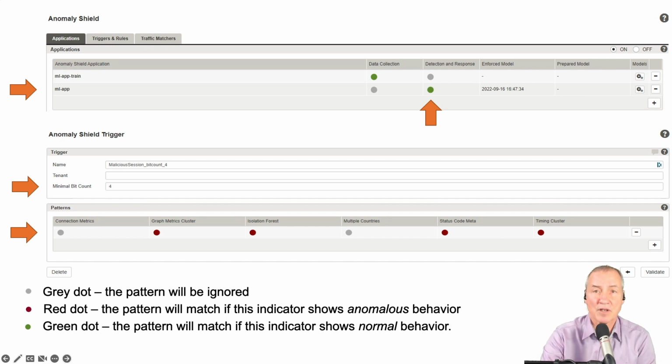The pattern switch has 3 states. Gray, the pattern will be ignored. Red, the pattern will match if this indicator shows anomalous behavior. Green, the pattern will match if this indicator shows normal behavior. If all 4 active indicators match, the minimal bit count of 4 has been reached and the trigger will fire.